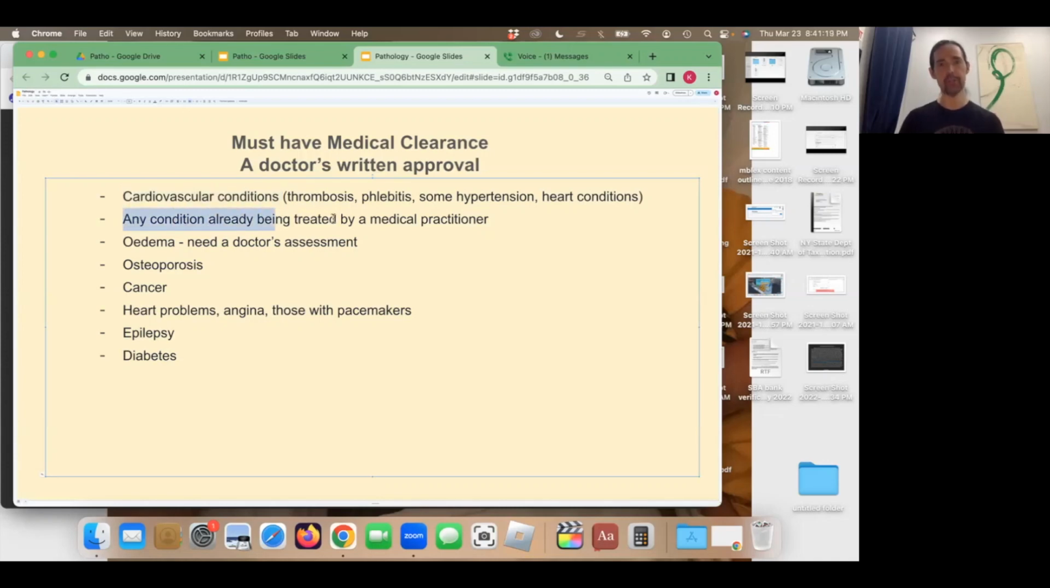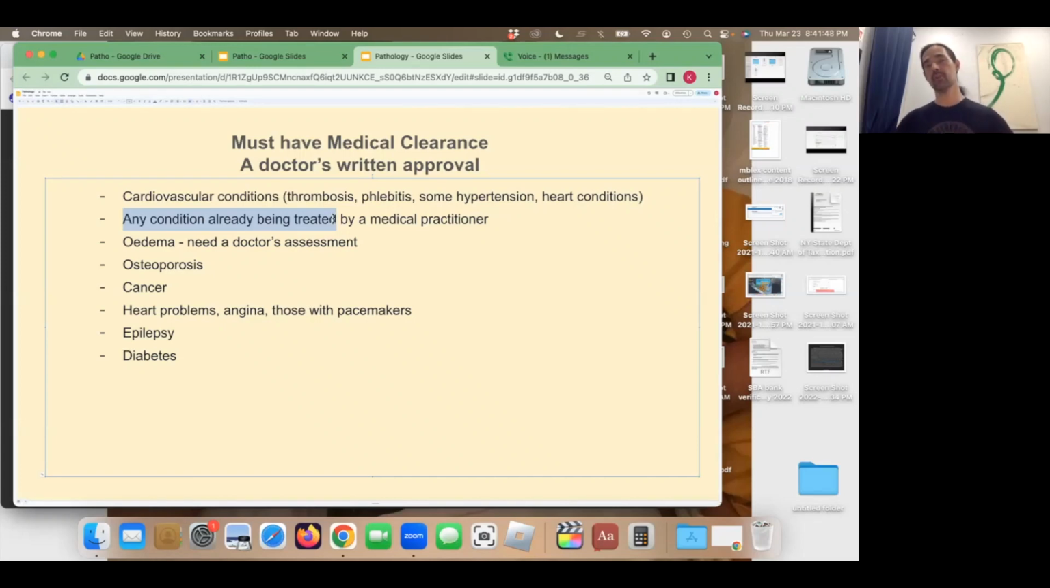Any condition already being treated by a medical practitioner. So if someone is being seen for low back pain, they got hurt on the job, or maybe they have a disc herniation, those are things that we're capable of treating all the time. And you will get people who are not going to see a doctor, and they'll just be like, I'm not going to a doctor, and that's all there is to it. I haven't seen a doctor for this, and I'm not going to.